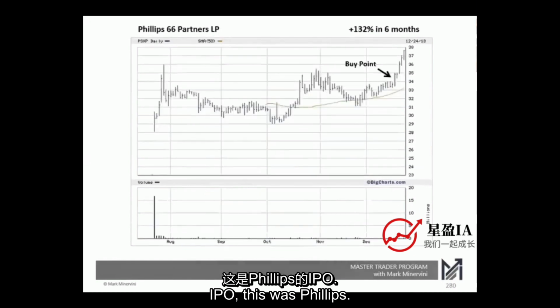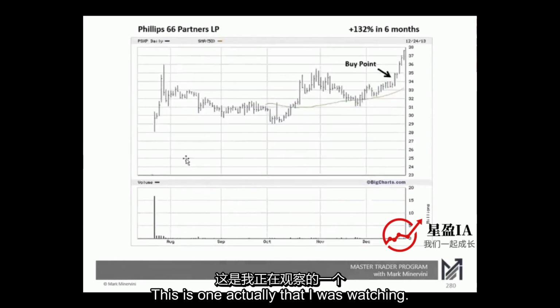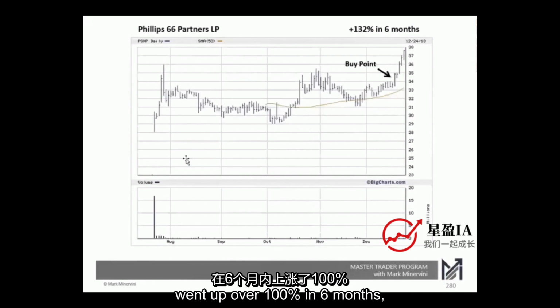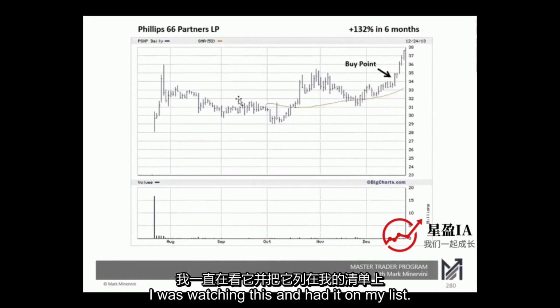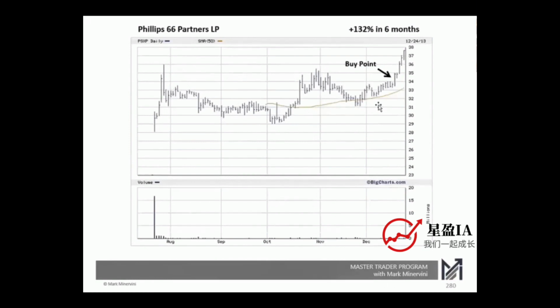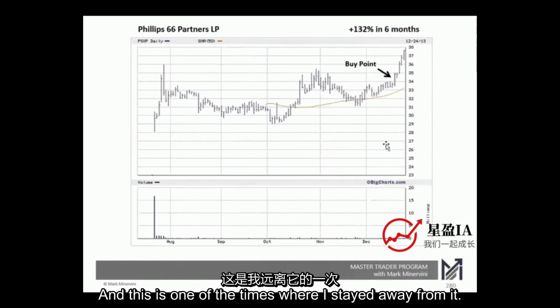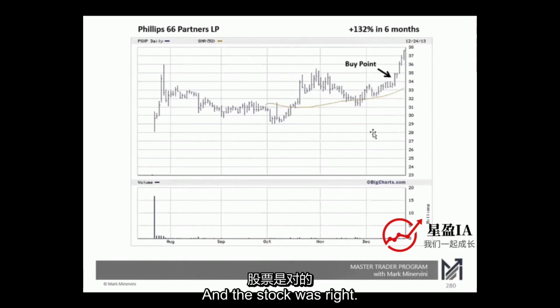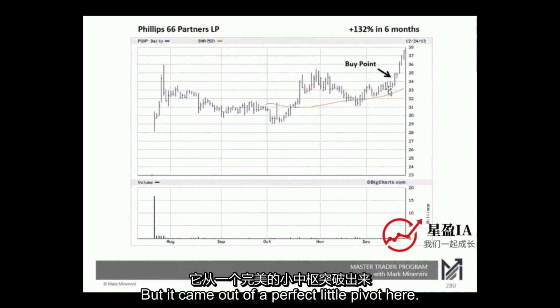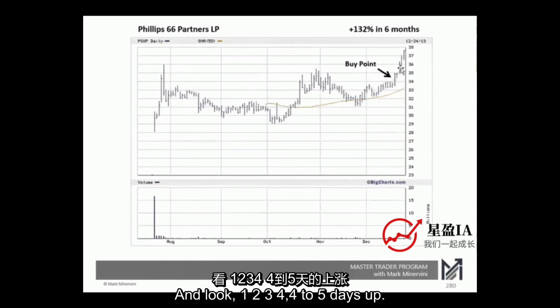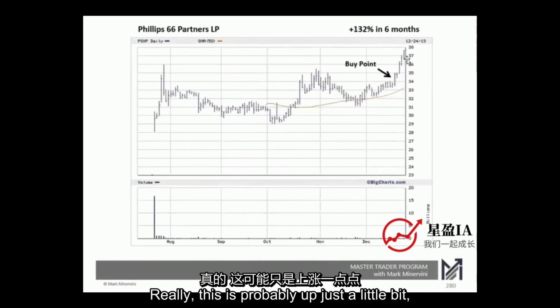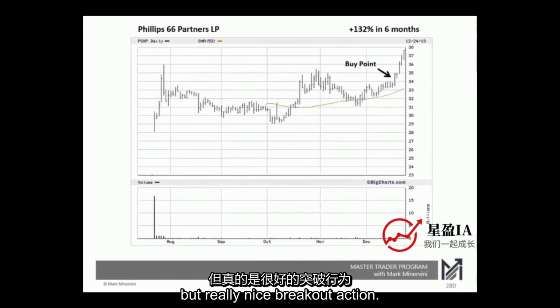New IPO. This was Phillips. This is one that I was actually watching, and it went up over 100% in 6 months. I had it on my list, and I did not buy it because I very often stay away from oil stocks. This is one of the times where I stayed away from it, and the stock was right and I was wrong, as usual. But it came out of a perfect little pivot here. And look, 1, 2, 3, 4 to 5 days up. Really, really nice breakout action.